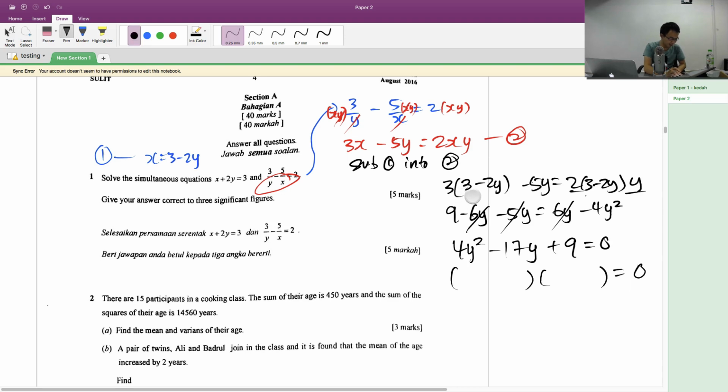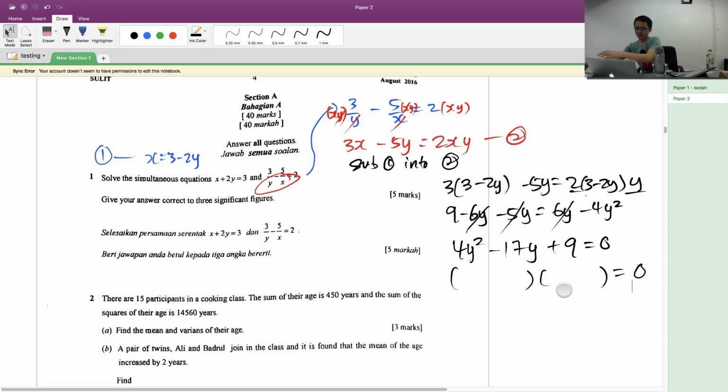3x minus 5y equals 2xy. Exactly. My x is 3 minus 2y. So 3 minus 2y minus 5y equals 2xy. Alright, 9 minus 6y minus 5y equals, 2y is 6y, negative 4y squared. It seems correct for everything. Negative 11 minus 6 again.